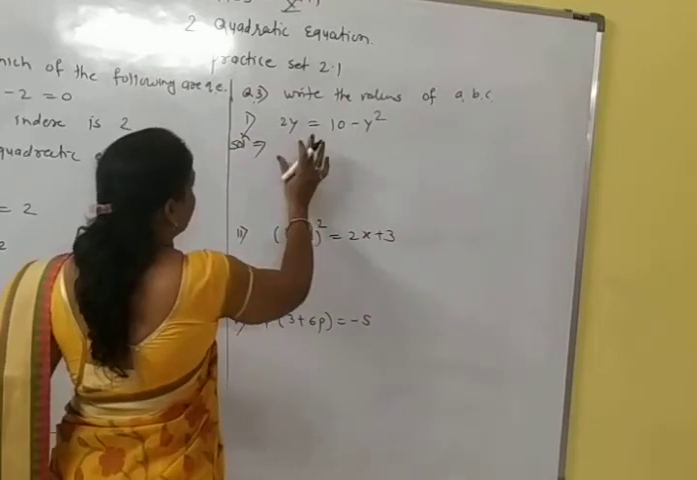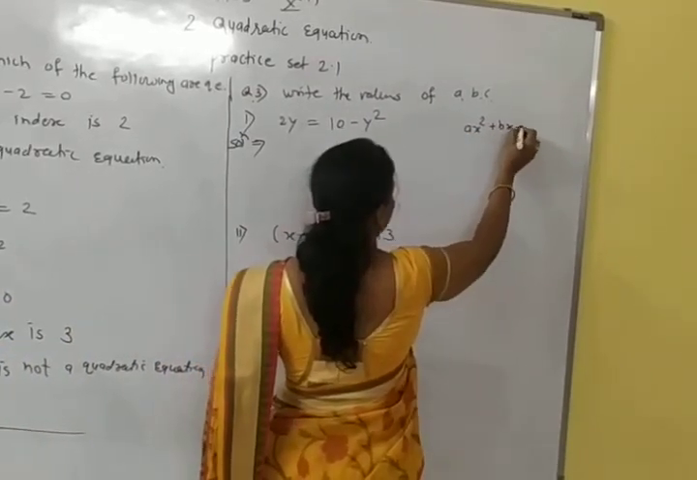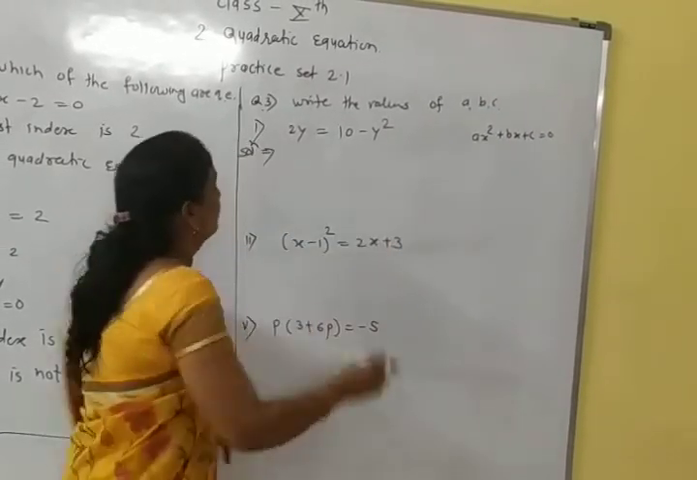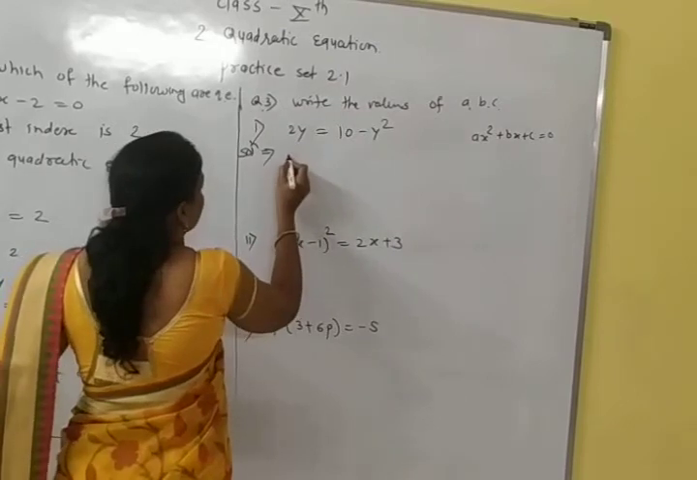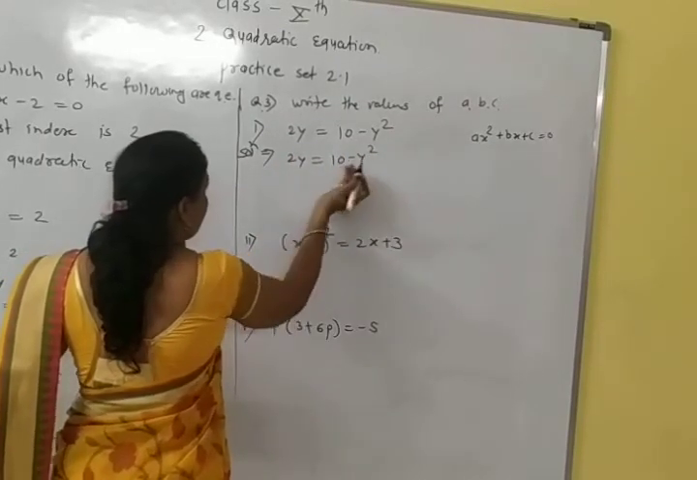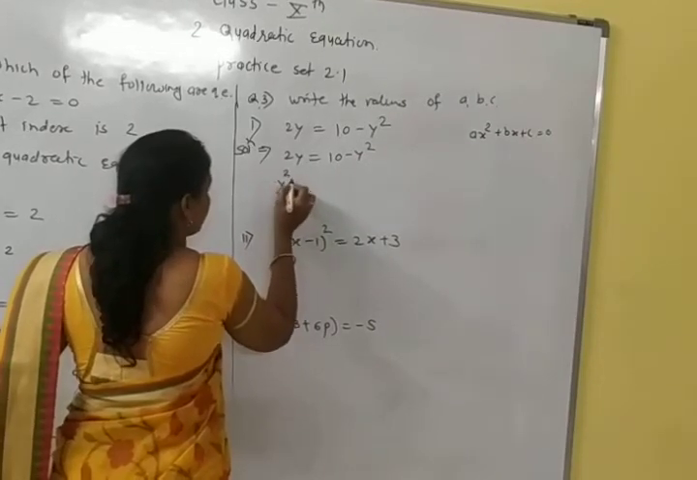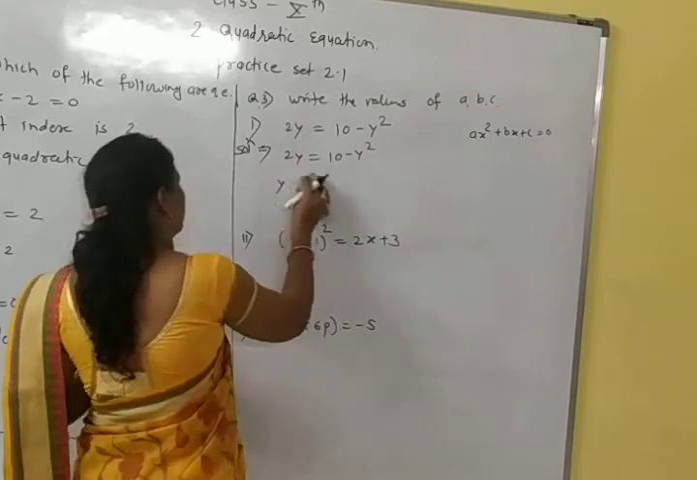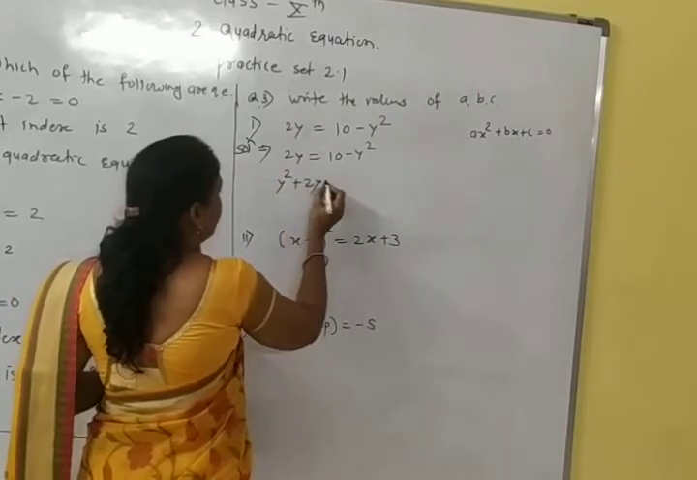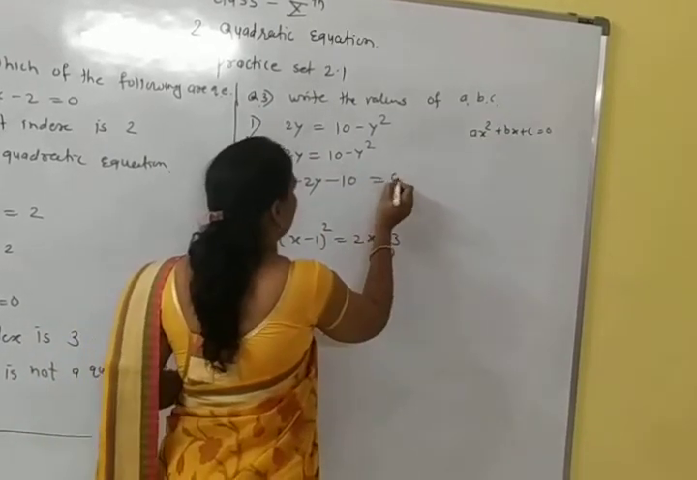Solution. The general form of quadratic equation is ax square plus bx plus c equal to 0. Convert it into this form. First, 2y equal to 10 minus y square. Here minus y square can be written as y square. Y square plus 2y, 10 can be written as minus 10 equal to 0.